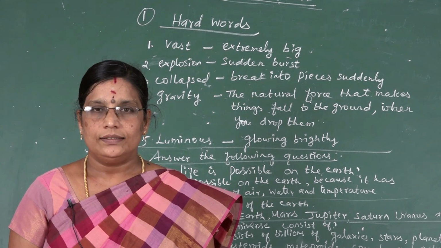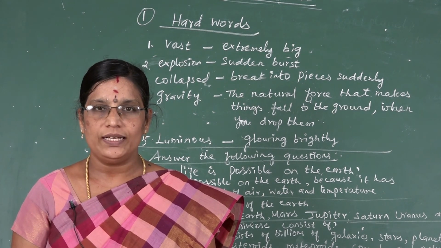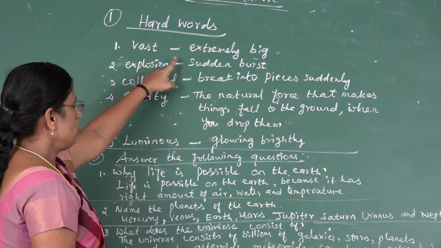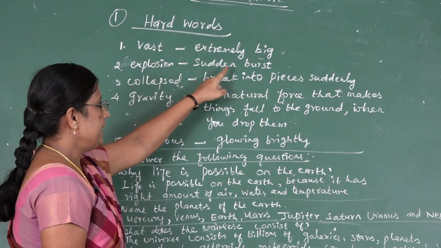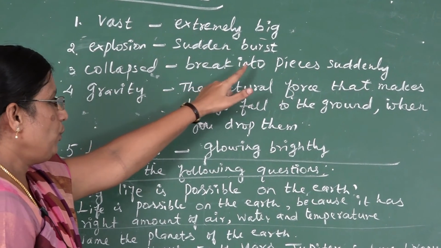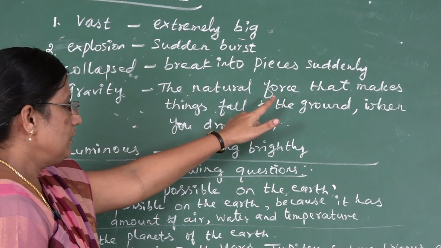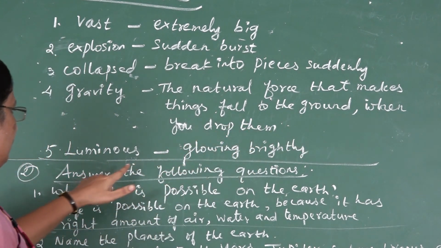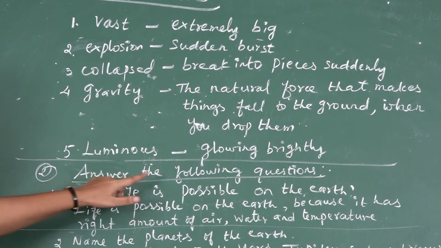Let us discuss some hard words with their meanings and some question answers from the lesson. Hard words. What is the meaning of vast? Vast means extremely big. The meaning of explosion is sudden burst. The meaning of collapse is break into pieces suddenly. Gravity means the natural force that makes things fall to the ground when you drop them. Luminous means glowing brightly.